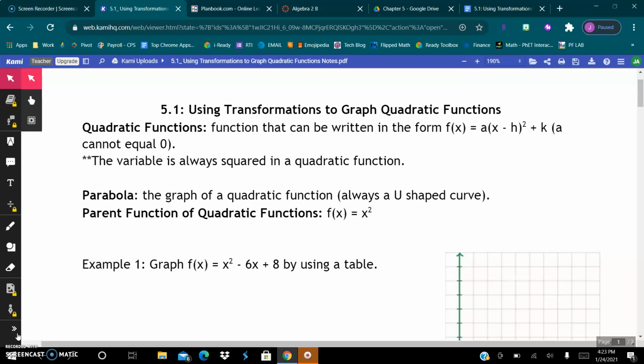And also, you know it's a quadratic function because the variable is always squared in quadratic functions. A parabola is the name of the graph for a quadratic function, and a parabola is a U-shaped curve, and it can open up or down. And the parent function of quadratic functions is f of x equals x squared. So that's the simplest version of a quadratic function that you can get.